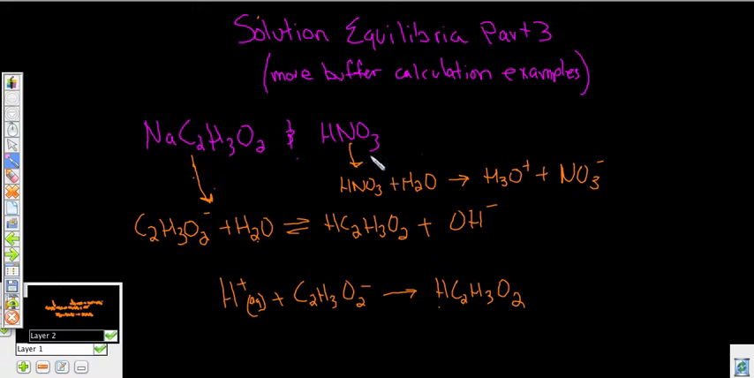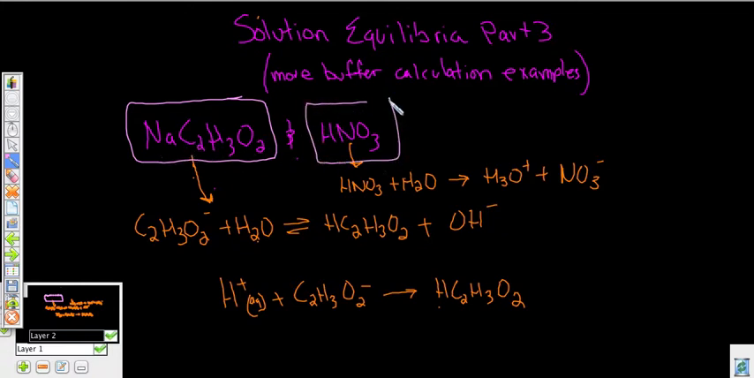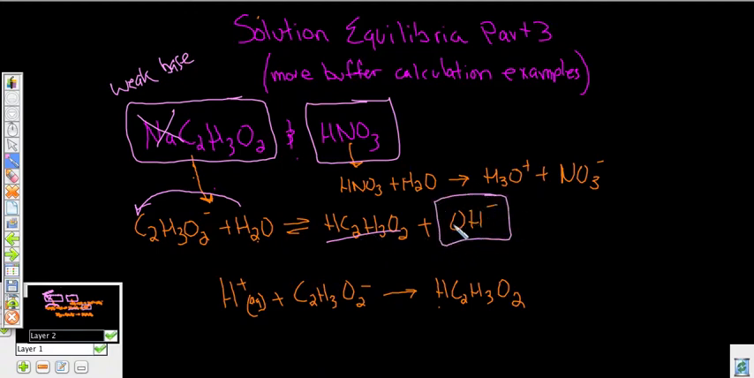So here's a situation. What if I was to put sodium acetate with nitric acid. Well, what do we have here? We have a weak base, right? We can tell that's a weak base because sodium's not going to do anything. And when the acetate ion goes into solution, it's going to pick up hydrogens from the water and create acetic acid and leave some hydroxide ions. So this is a weak base, and we can sort of figure that out from looking at it.